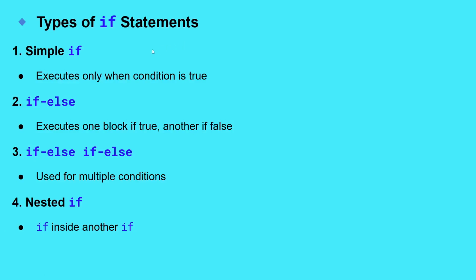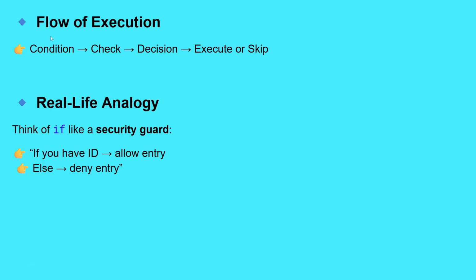Types of if statements. Simple if executes only when condition is true. If else executes one block if true, another if false. Else if is used for multiple conditions. And the fourth one is nested if, an if inside another if. Flow of execution: condition check, decision, execute or skip.